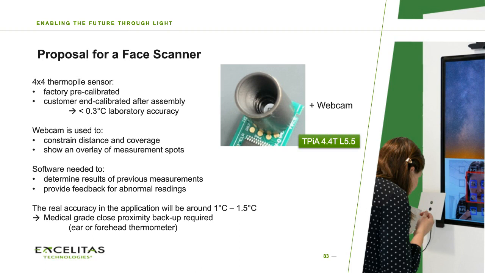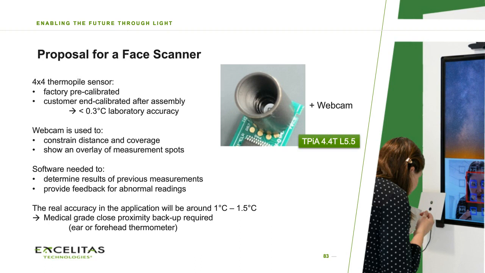So you get rid of the problem that you require laboratory accuracy in the application by simply comparing the measurements from one person to the other. You measure 10 people, after 10 people you know this is your reading, and if the 11th person is sticking out of those 10 people, then you can say, oh, you should redo a measurement with a higher accuracy device, a medical grade device, which actually needs close proximity.